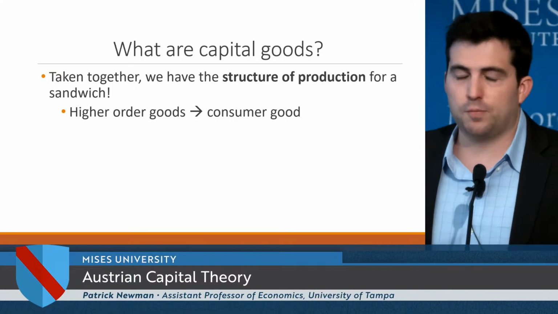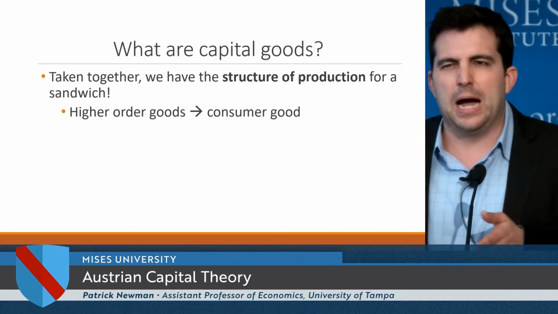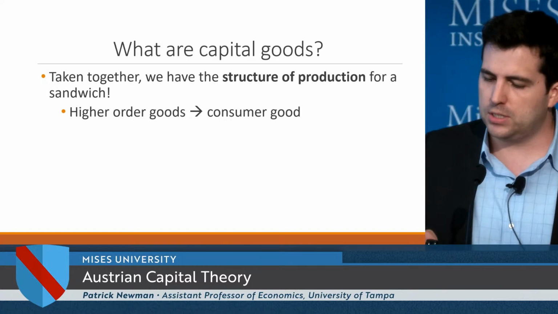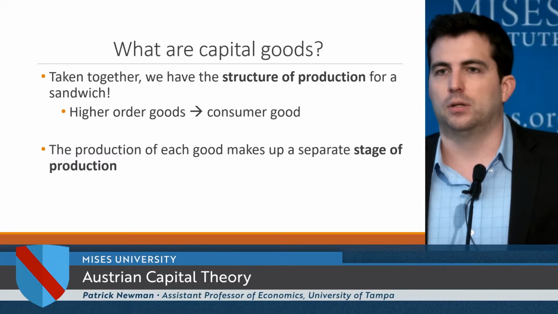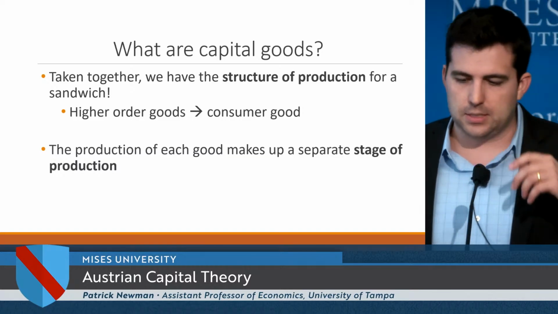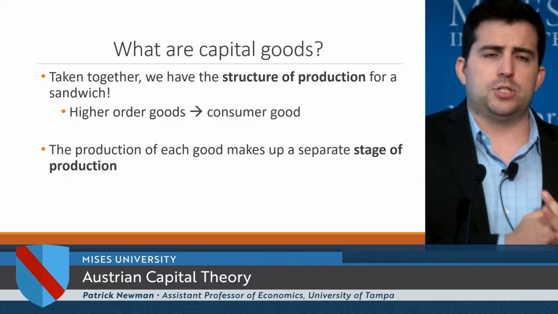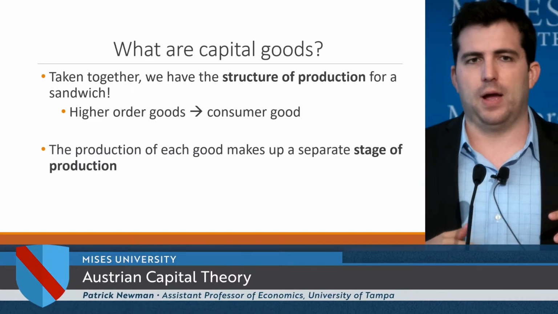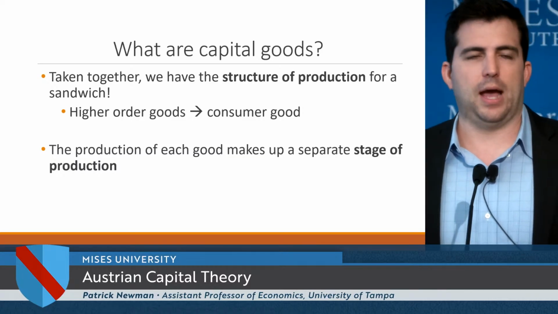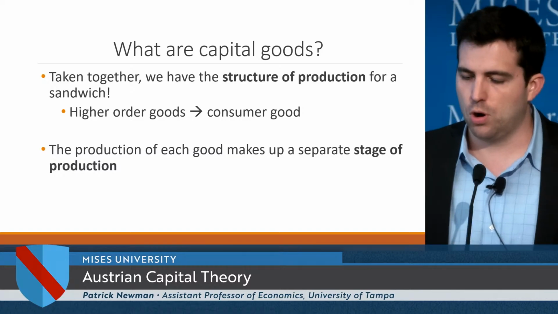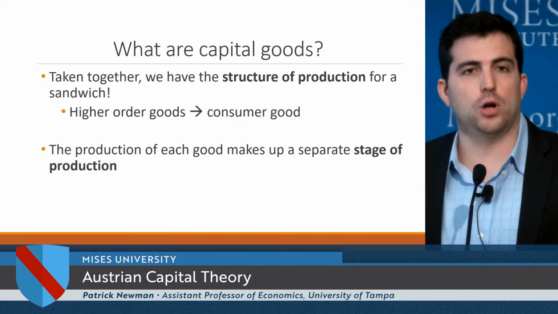Now, we have this production structure, and what we could do is divide it up. It could be a bit arbitrary how we do this, but we could say the production of each good makes up a separate stage of production, right? One stage is making the sandwich in the kitchen. The stage before that could be getting the food at the grocery store. The stage before that could be actually producing the food that's sold at the grocery store, so on and so forth. Okay, so any action always involves a structure of production.